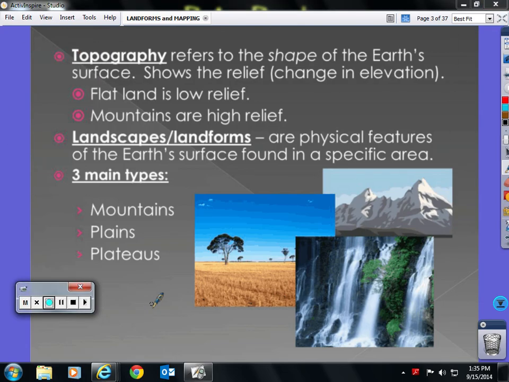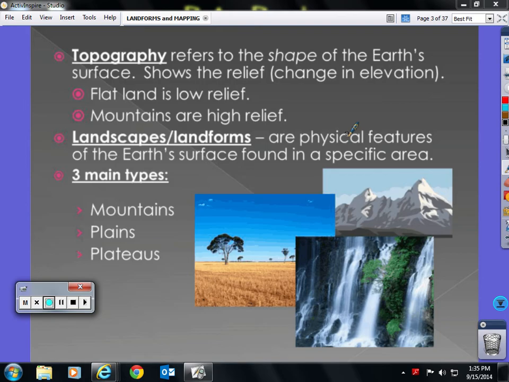I can. Okay, up at the top it says topography refers to the shape of the Earth's surface, and specifically it's showing you relief, which is a change in elevation. Flatland is considered low relief because the change in elevation is low. Mountains are high relief because the change in elevation is high.